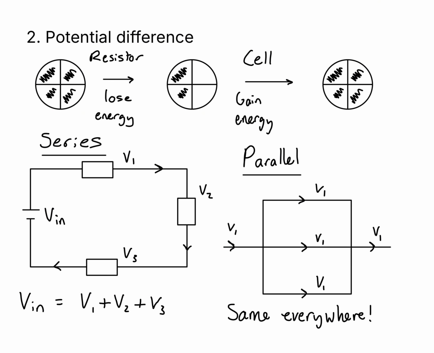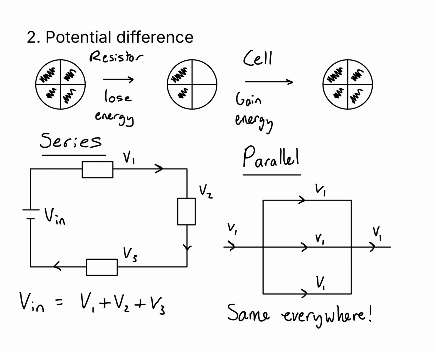Now voltage. And I want you to picture each electron setting off from the cell carrying a few packets of energy. As it passes through each component, that component takes 1 or 2 of the packets. By the time it gets back to the cell, the energy is empty, and the cell tops it back up, ready to go round again.